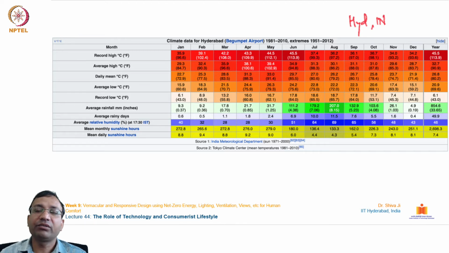So this chart you can source for any city wherever you are living, and you can just have a look at it to understand what kind of climate you are living in. It will give you some ideas like the average temperature, the average relative humidity, and the volume of rain this place is going to receive, because these are the major constituents of climate.